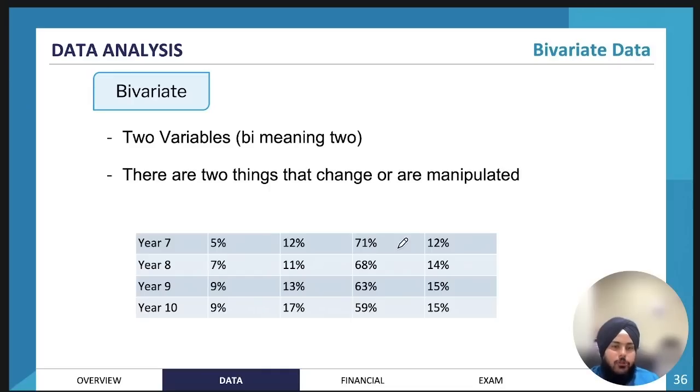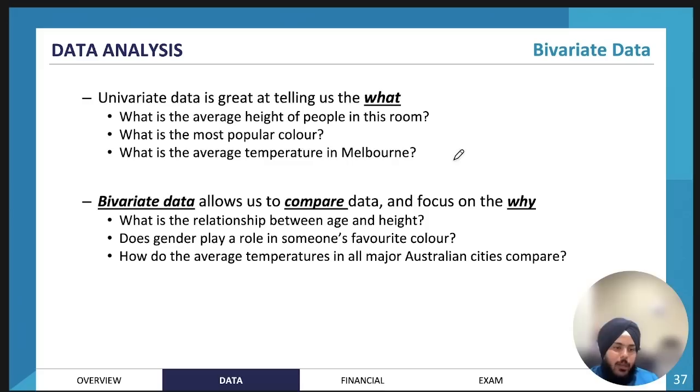Okay, so now we'll hop on to bivariate data. So bivariate, again, meaning 2 variables. So 2 variables that we are changing or manipulating. So univariate data is really good at telling us what. So, let's just say, the number of cars in a parking lot, the number of students in a particular classroom, the number of people that have brown hair, the number of people that have black hair.